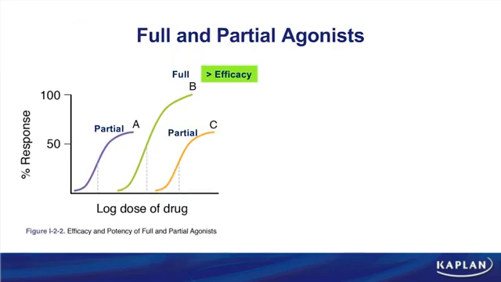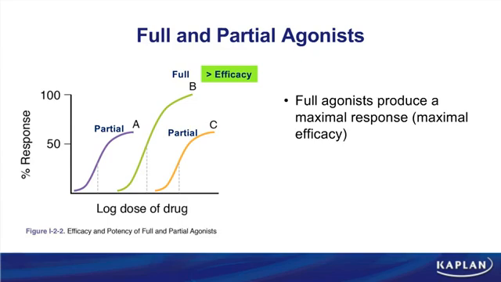Now we're going to explore the concept of full and partial agonists. We use the term full agonist to describe an agonist that reaches its maximum response. If you're plotting it on a percent scale like you see in this graph, if the agonist curve reaches 100%, as we see with drug B, drug B would be a full agonist.